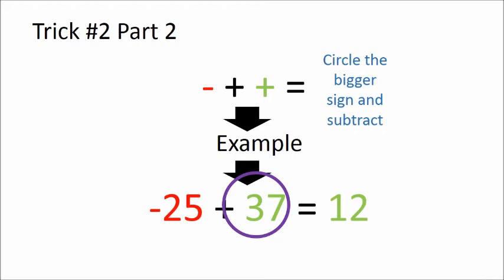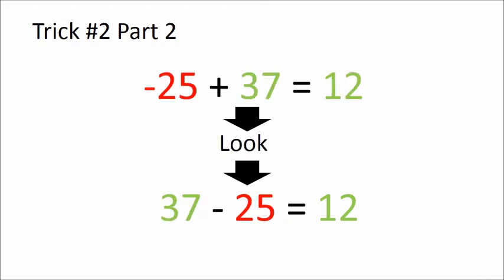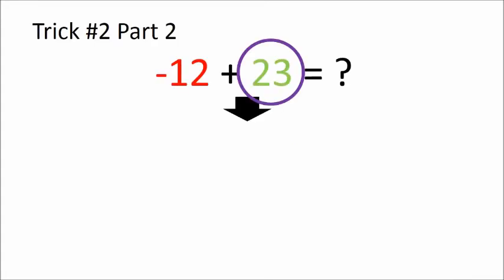So negative 25 plus 37 equals 12. We know the answer is going to be positive, so we're going to do the same thing. But again, look at negative 25 plus 37 equals 12. Or if we switch it the other way around, 37 minus 25 is going to be 12. So the conclusion we can draw from this is, again, if we circle the larger number, we know that that's going to be the answer.